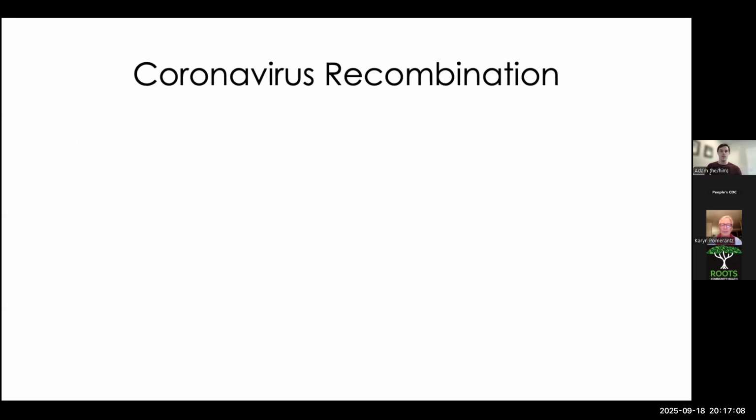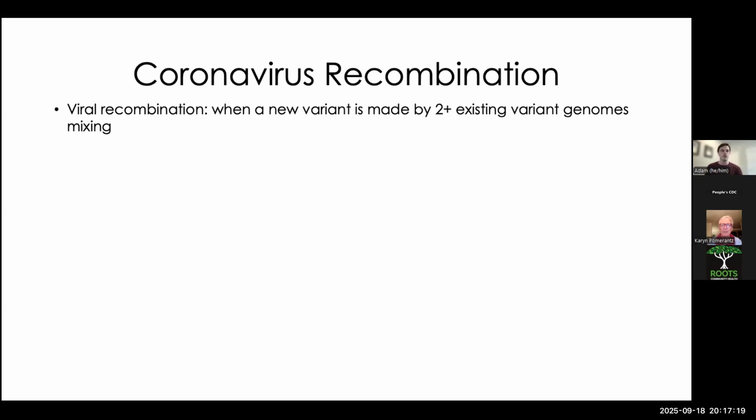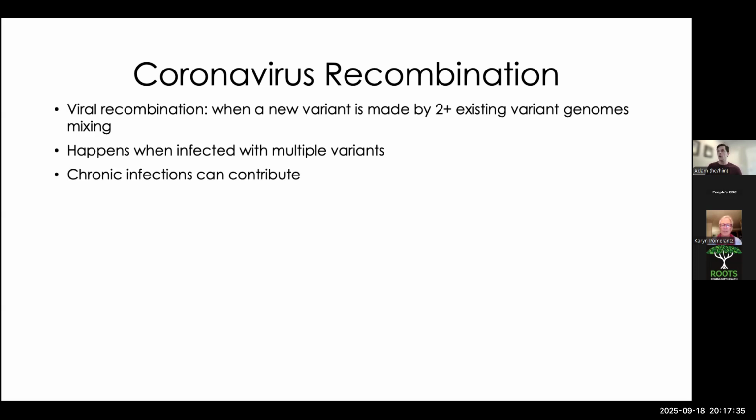Another way variants come up is through virus recombination. And the coronaviruses are very famous for doing this. They're not the only viruses that do it, but they're known to do it a lot. And so recombination is essentially when a new variant is made by two or more existing variant genomes mixing together. And this happens when someone is infected with multiple variants. Maybe they're exposed to more than one variant, or maybe they have a chronic infection with one variant and then they're exposed to another variant.